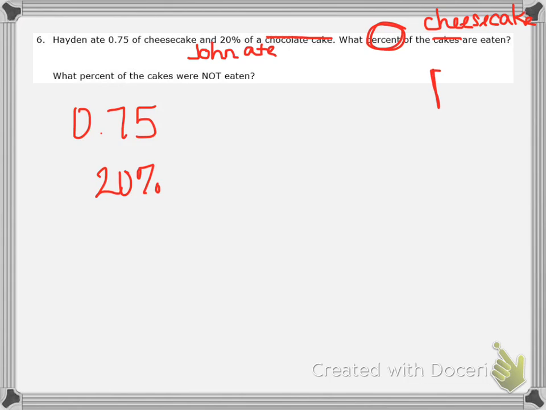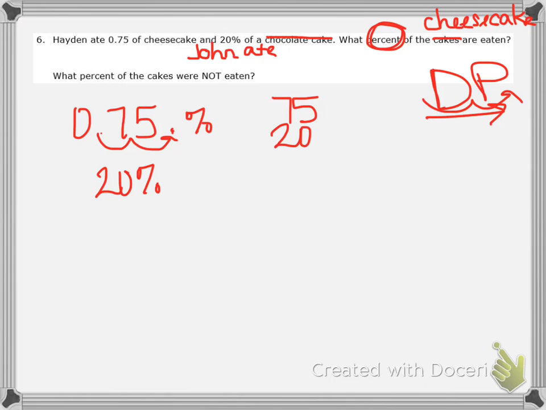Remember, when we go from decimal to percent, move my decimal to the right, use the Dr. Pepper method. I'm going to move it 2 places. So I'm going to count 1, 2, and then I'm going to add my percent sign. So I have 75% and 20% was eaten. If I want to know the total percent that was eaten, I need to add those numbers up. So 75 plus 20, and we get 95%. So 95% of the cake was eaten.